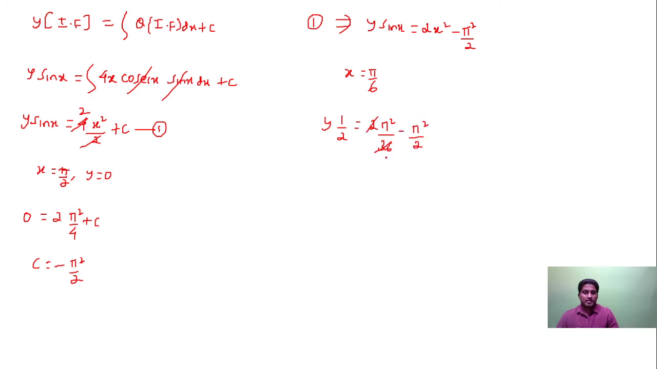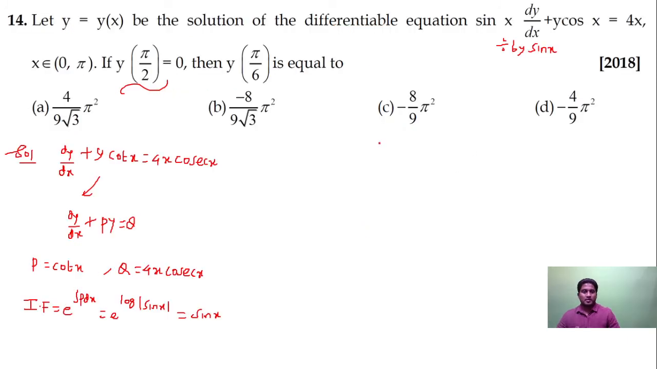This will cancel 18 times. You get y upon 2 is equal to, taking LCM 18, pi square minus 9 pi square. This will cancel 9 times. So you get y is equal to minus 8 by 9 into pi square. That's the answer, guys: minus 8 by 9 into pi square. The answer is option C.